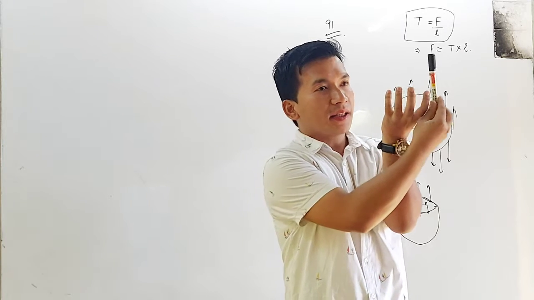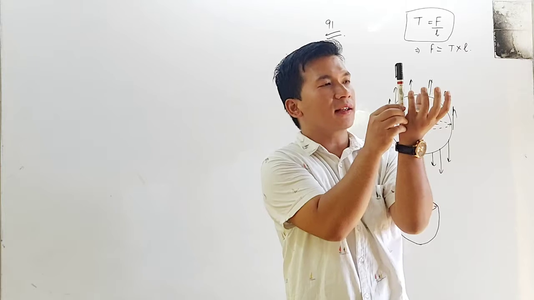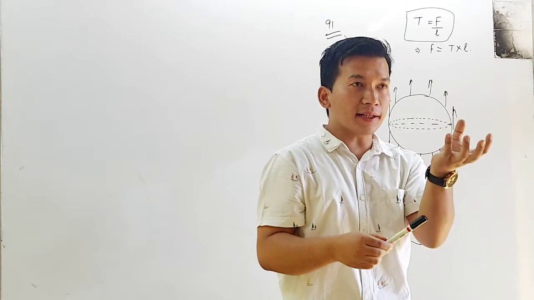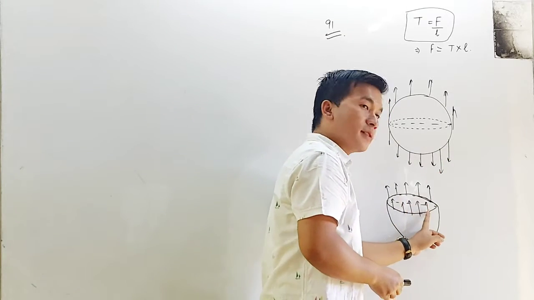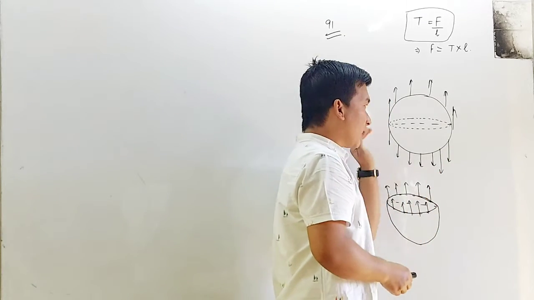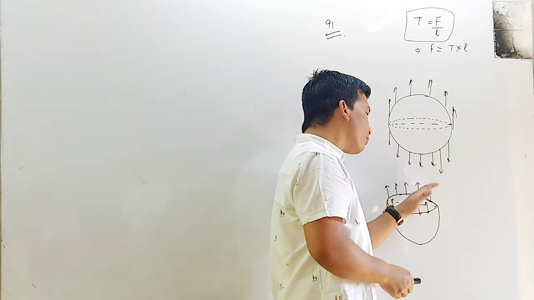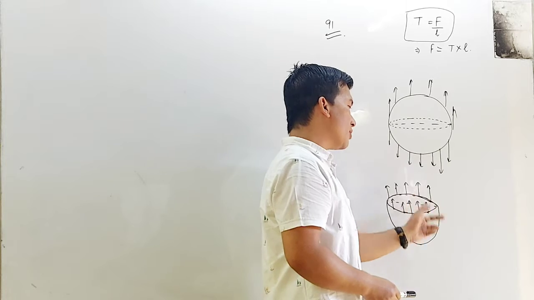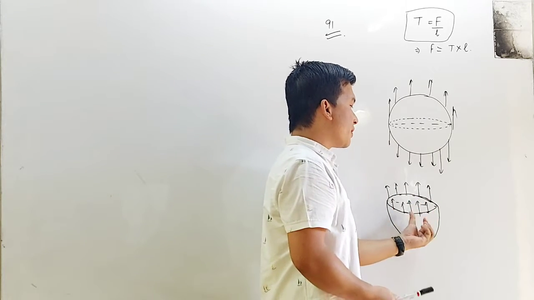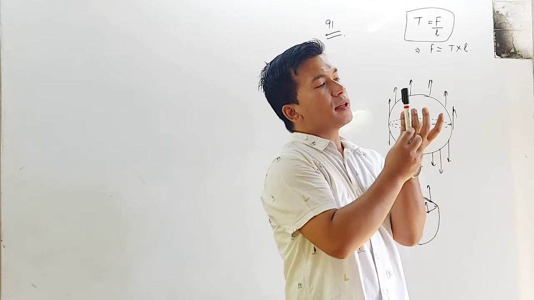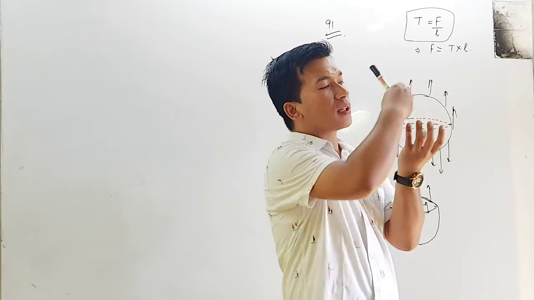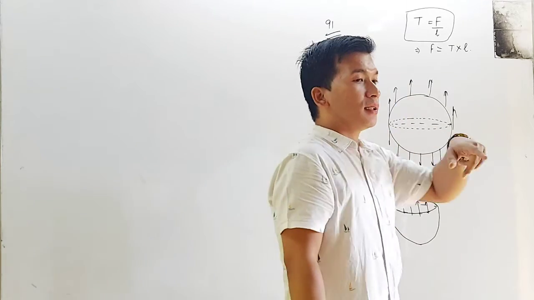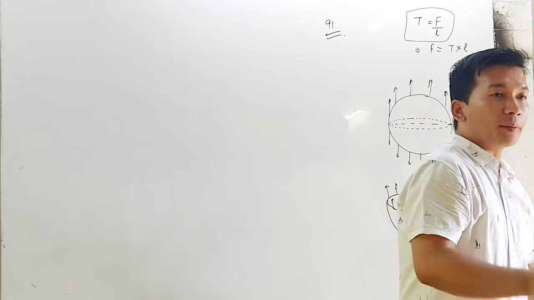It will be just along the circumference. When the sphere is cut, we obtain hemispheres, and for a hemisphere this surface tension will be acting tangentially along the circumference. Now in question number 91, you have to find out the force.